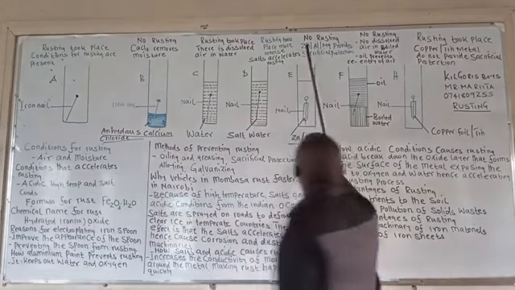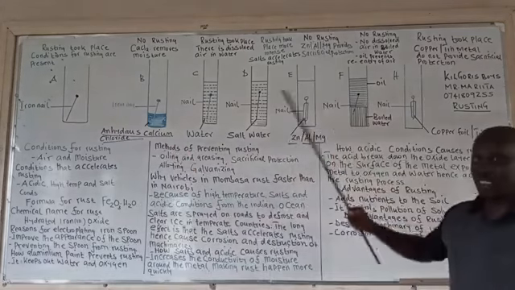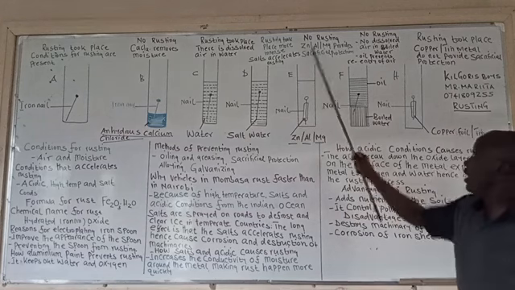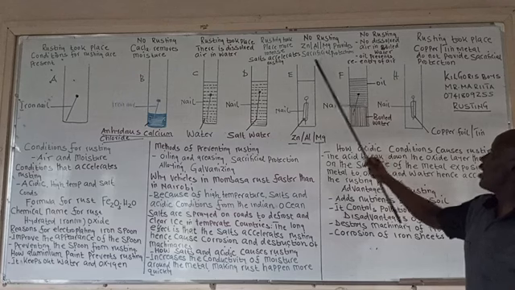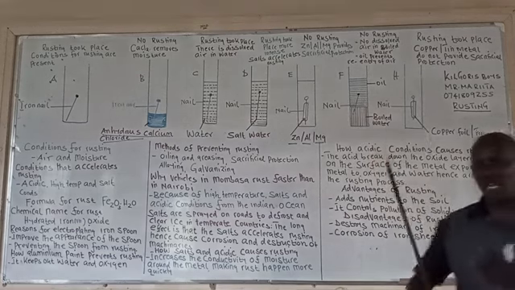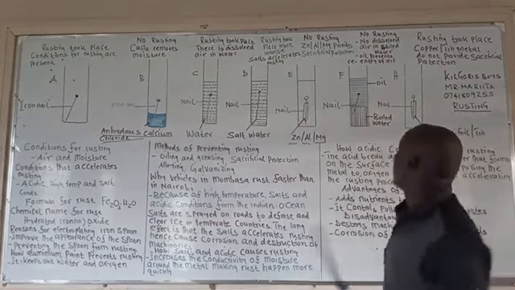So in this case here, there will be no rusting. The reason is zinc, aluminum or magnesium, any of them, provides sacrificial protection. That means rusting will not take place.